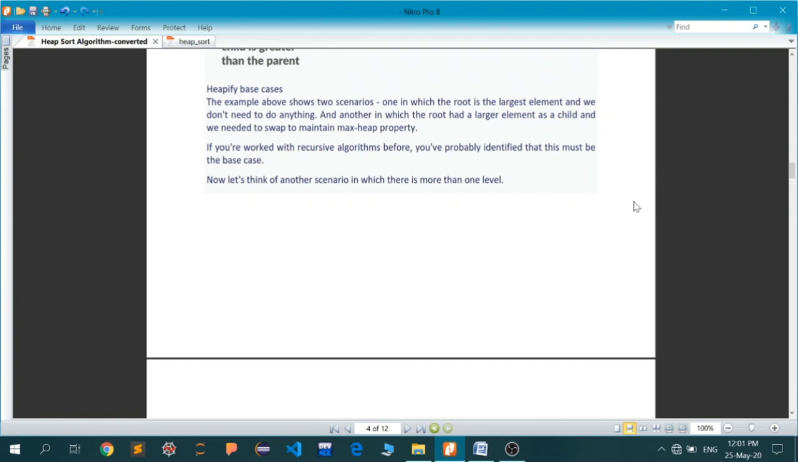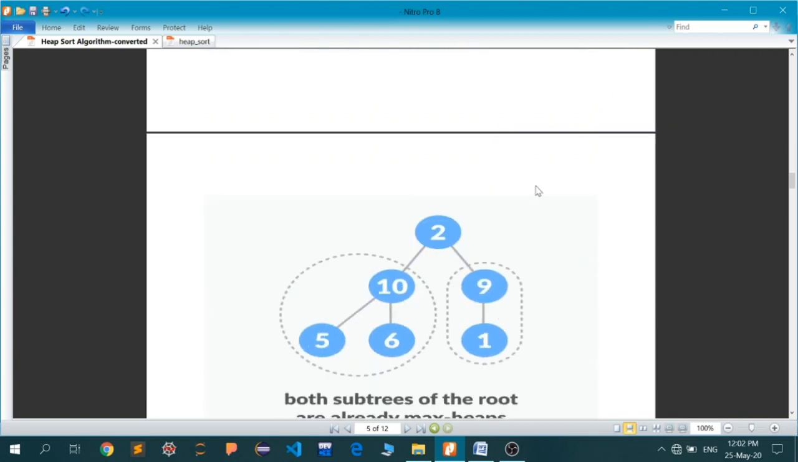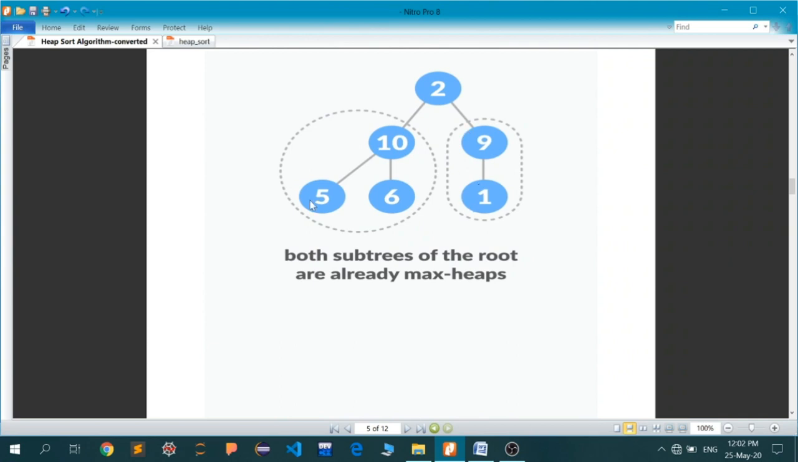So this must be the base case. In the recursion, we have a base case. Base case is the case upon arriving at which we have to stop. So this is the base case. We have to stop when we have arrived here. So let's move ahead. This is a larger example.